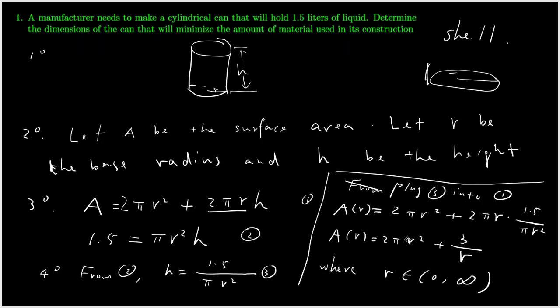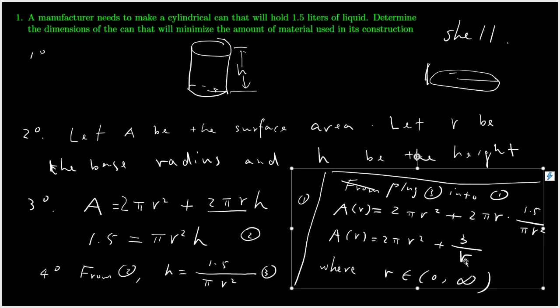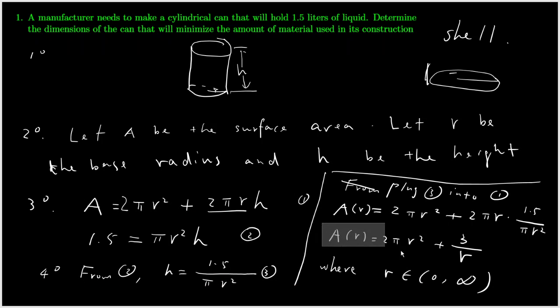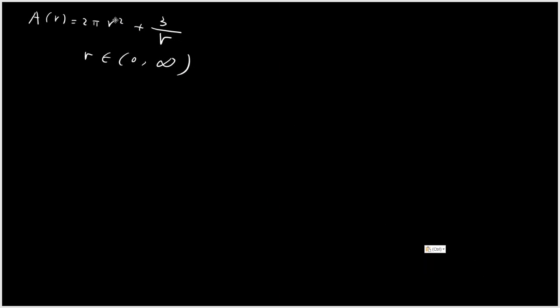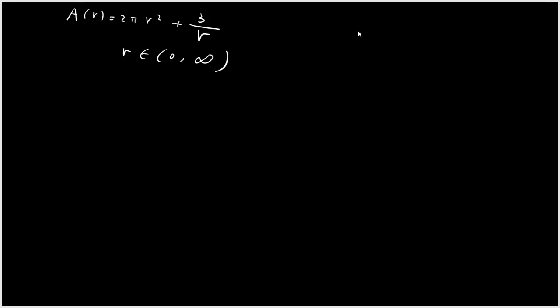So do you see the problem is converted to a mathematical problem now? I'm going to copy these two lines now. In step 5, we do the math part. Now we are on step 5. In step 5, the problem is converted to the problem of minimizing A of r when r is any positive number.